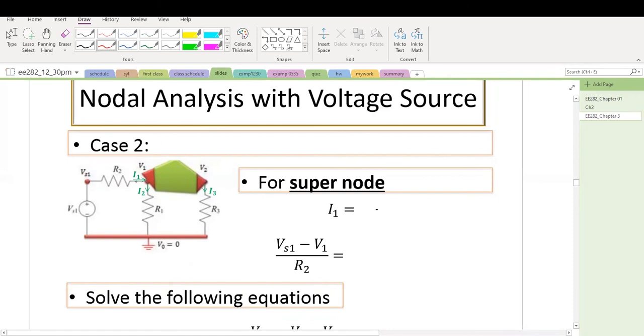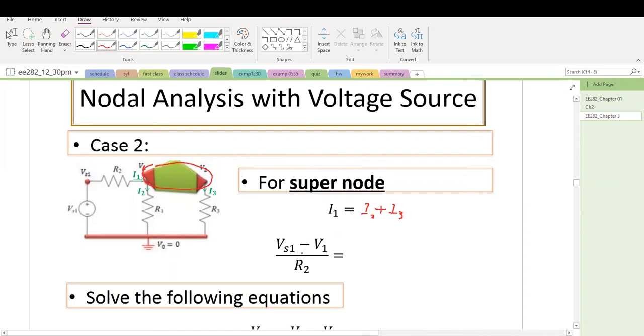The current directions here we define like this: I1, I2, and I3. The current flowing in is I1, so I1 equals I2 plus I3. Current flowing into the boundary, this is a boundary here, right? Equals current flowing out of the boundary.